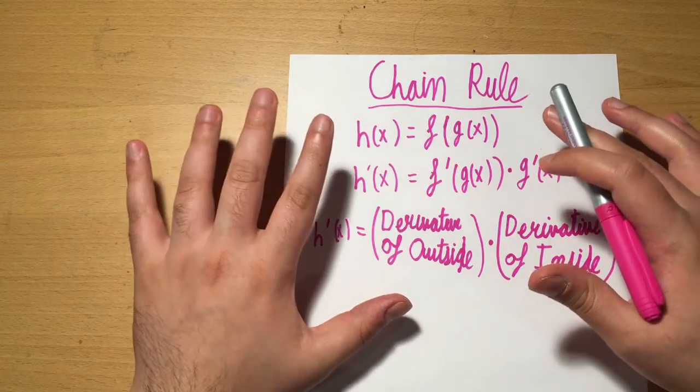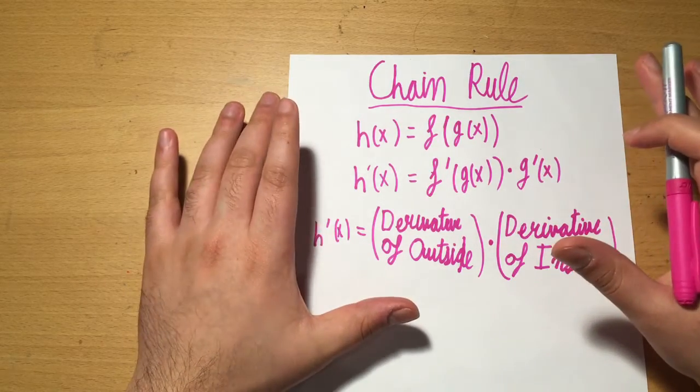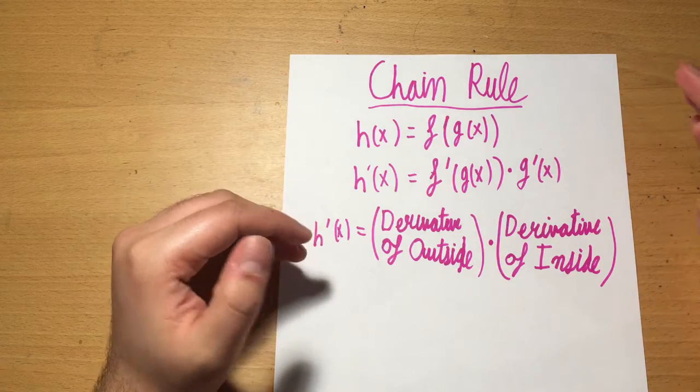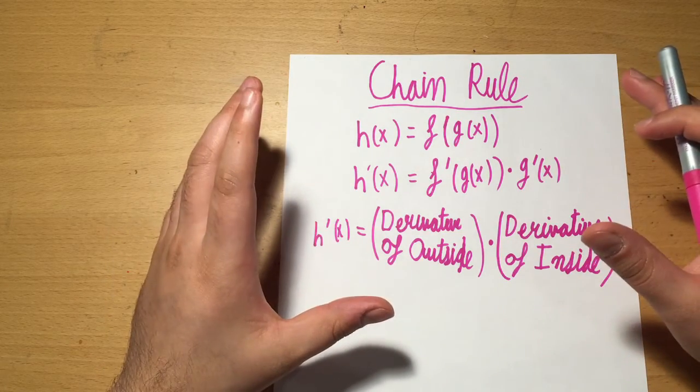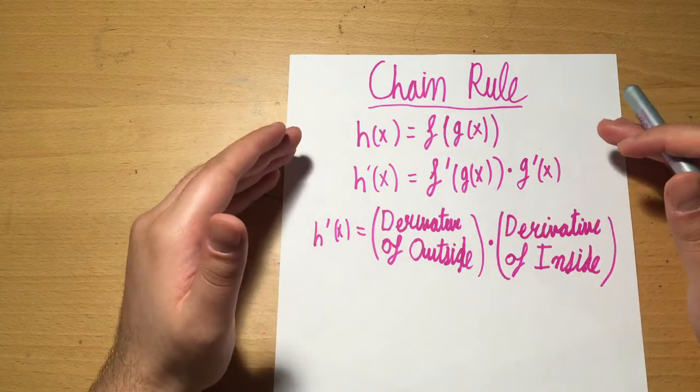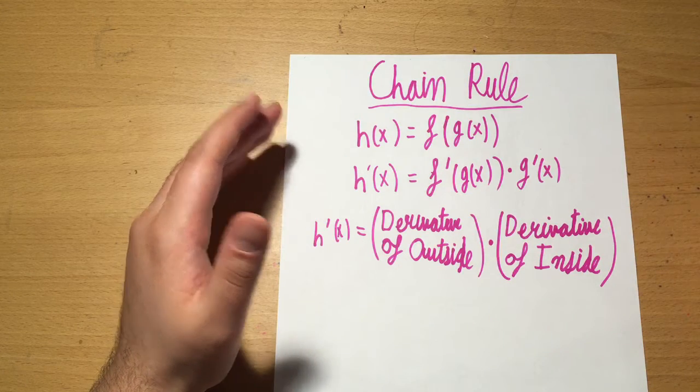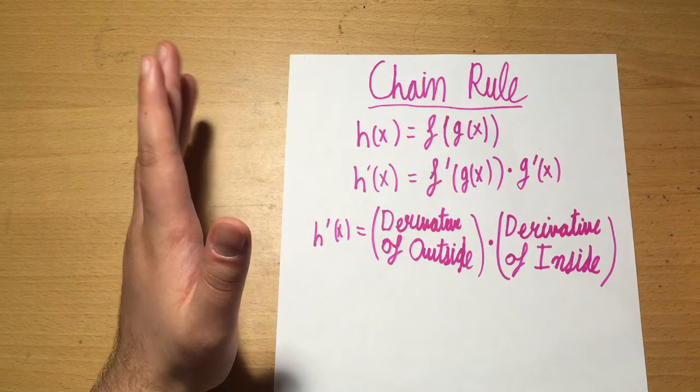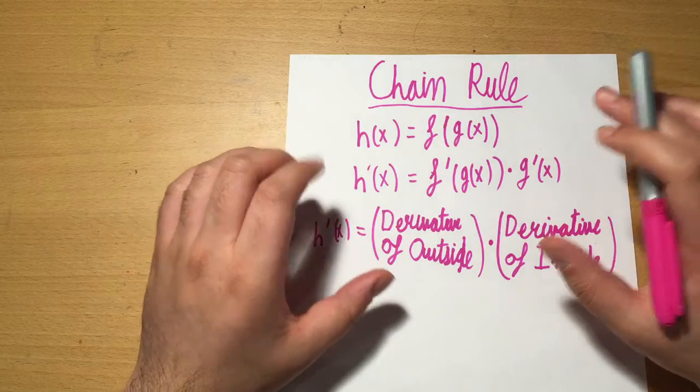So the chain rule is used when you have what's called a composition of functions. You should be familiar with composition of functions from an algebra class you've taken, or maybe if you've taken a pre-calculus class, those were definitely gone over in a pre-calculus class. So let's look at how to use the chain rule.